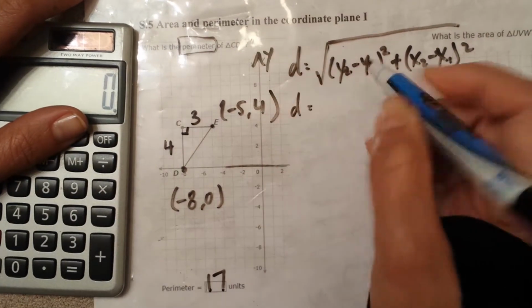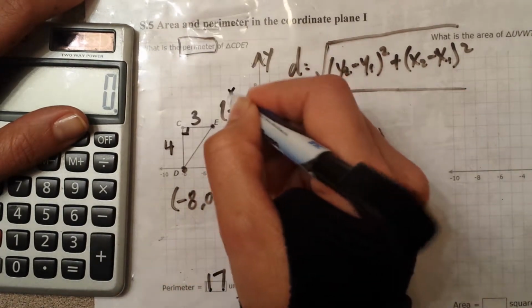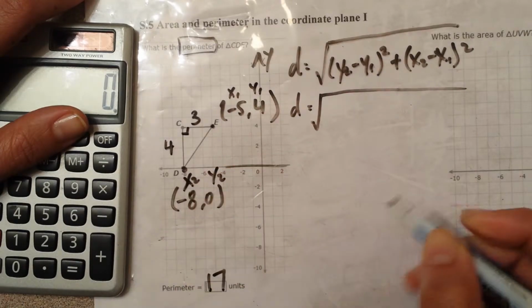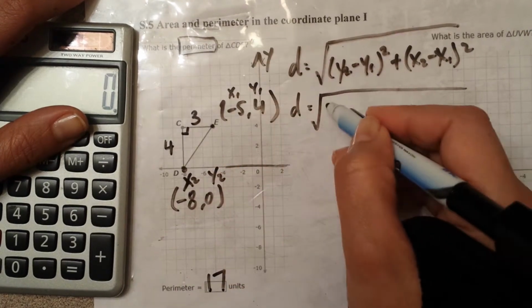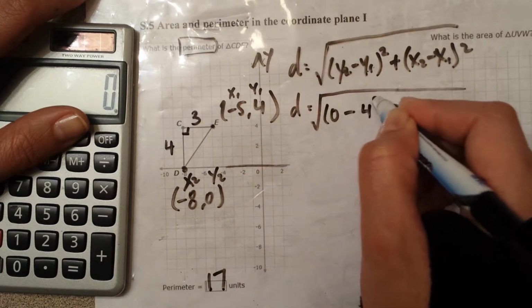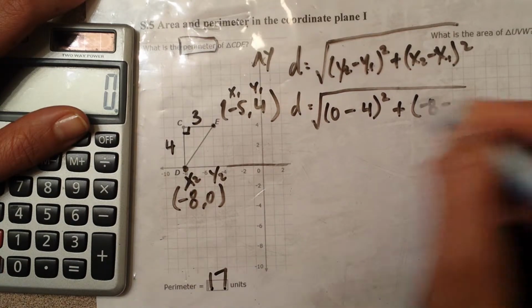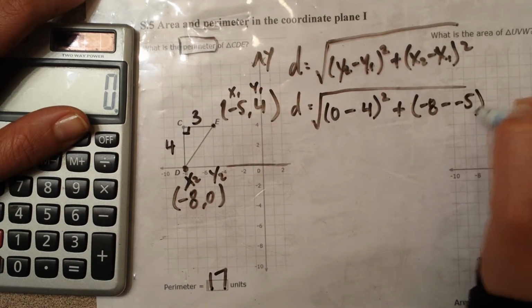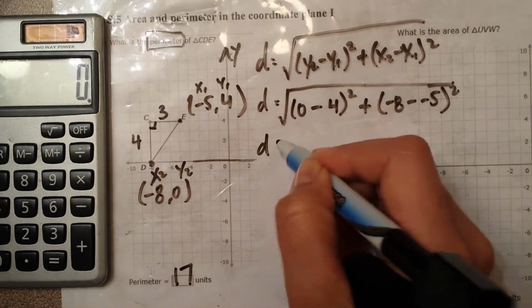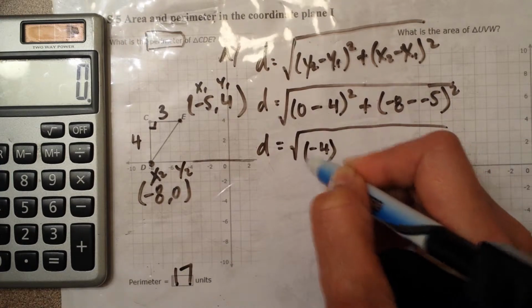Okay, so distance equals the square root of y2, and you just label them. So let me label x1, y1, x2, y2. Okay, then plug them in. So y2 is 0, 0 minus y1, which is 4, squared, plus x2, which is -8, minus x1, which is -5, squared. Okay, then we're going to go ahead and simplify the parentheses. D is equal to the square root of 0 minus 4 is -4. Just punch it in the calculator.